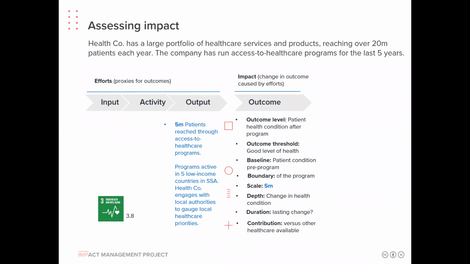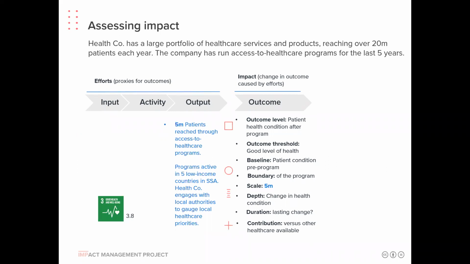So then we compare this ideal set of information to what we have in blue, and we can see that we have a figure for the number of patients reached through the healthcare program, so effectively a scale metric. We also have some additional notes from within the sustainability report, which describes that the program is running in 5 low-income countries in sub-Saharan Africa, and the company is engaging with local authorities to establish the local healthcare priorities. And we do some more digging, and they note that one of their community-based hypertension improvement projects is in a particular region of Ghana where there is a high prevalence of high blood pressure.